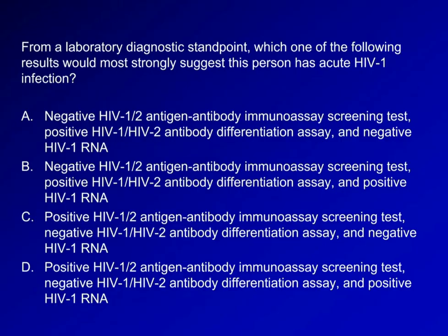How about this question, Abdullah? From a lab diagnostic standpoint, which of the following results would most strongly suggest this person has acute HIV infection? I'll start from the end: the RNA will definitely be positive. The antibody differentiation should be negative, the antibody will be negative, and then the antigen will be positive.